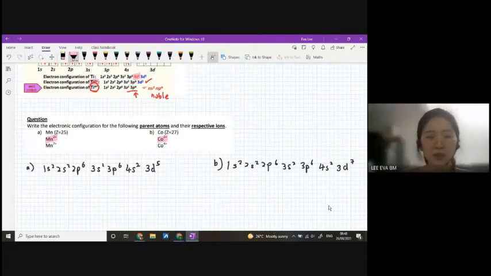So the rest of it, you try for manganese 2 plus and manganese 7 plus. If 7 plus, very easy after you know how to remove the first electron. Okay, or cobalt 4 plus.